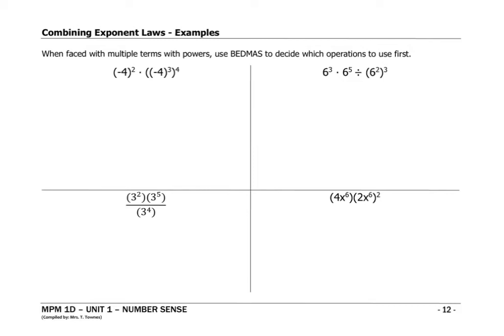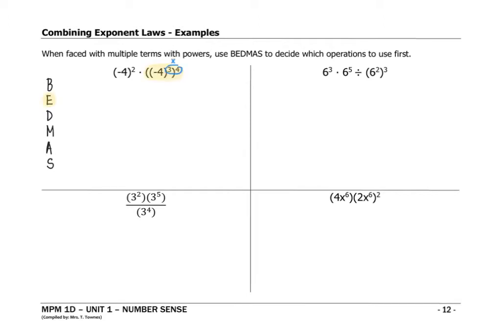Hi everyone, today let's look at combining some exponent laws. When multiple exponents are present within a single question, you'll need to consider BEDMAS to decide which operations you'll need to do first. In our first example, the second portion of the question has a power of a power. So the exponent law will tell us that we need to multiply those exponents.